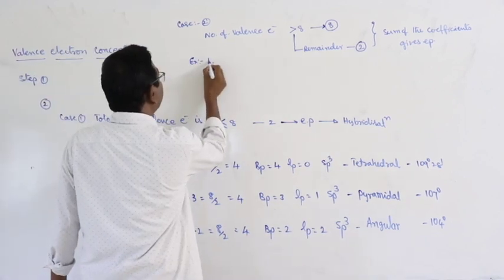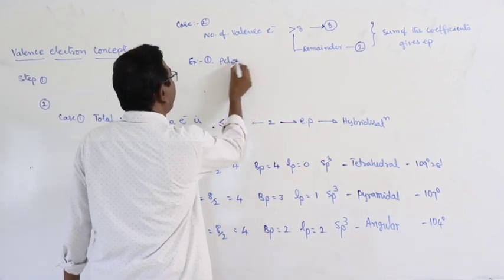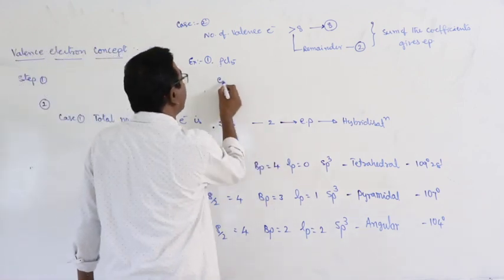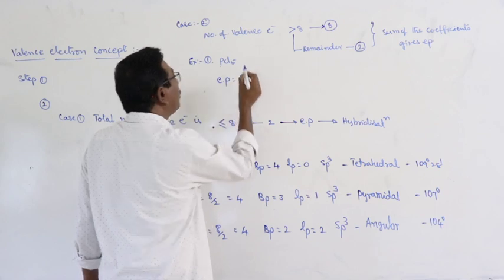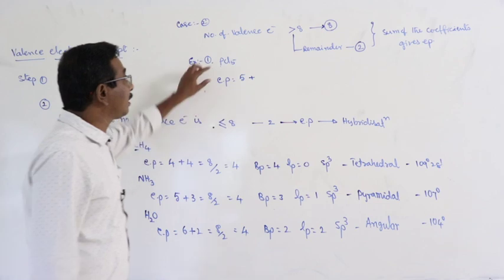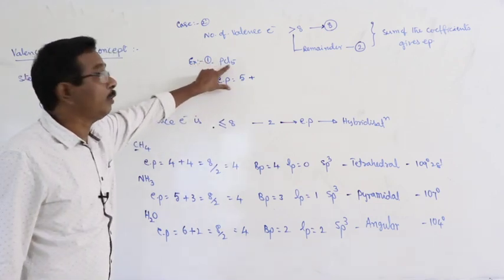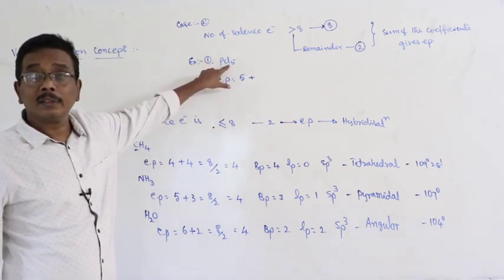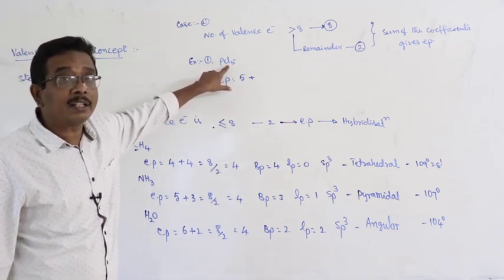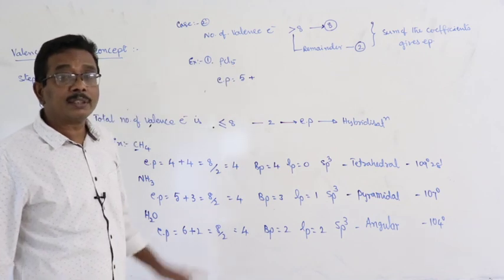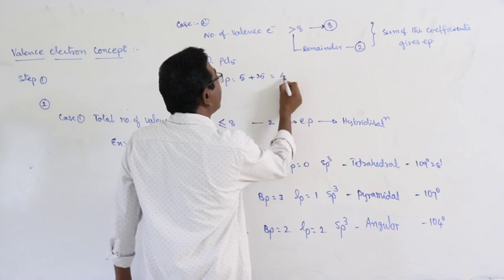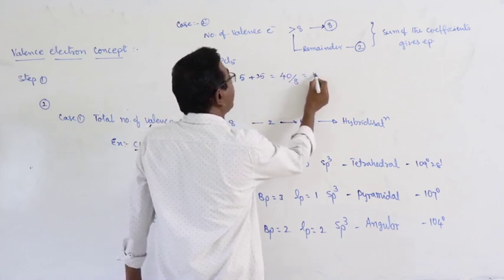Example 1, PCl5. Here phosphorus is the central atom. Phosphorus is group number 5, so 5 plus the number of valence electrons of chlorine. Each chlorine atom has 7 electrons in the valence shell. 5 into 7, 35. 35 plus 5 is equal to 40. 40 by 8 is equal to 5.